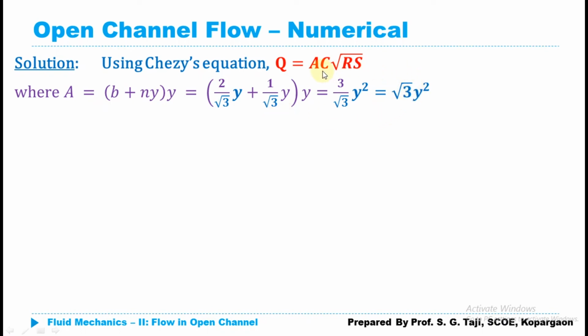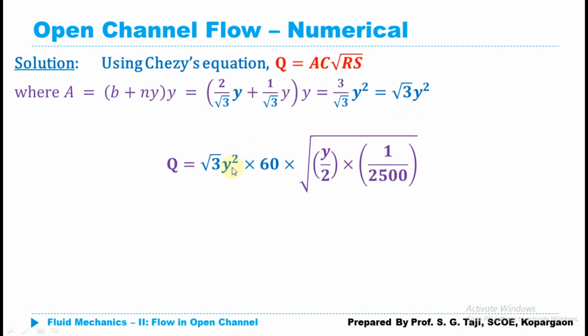After putting this value of A here, sorry, I might have misread this. It's not under root of Y square, it's under root of 3 multiplied by Y square. So Q is equal to under root of 3 multiplied by Y square multiplied by 60, the value of C given, R is equal to Y by 2 and slope is equal to 1 in 2500. I can simply compute the value of Y, which comes out as 2.852 meter.